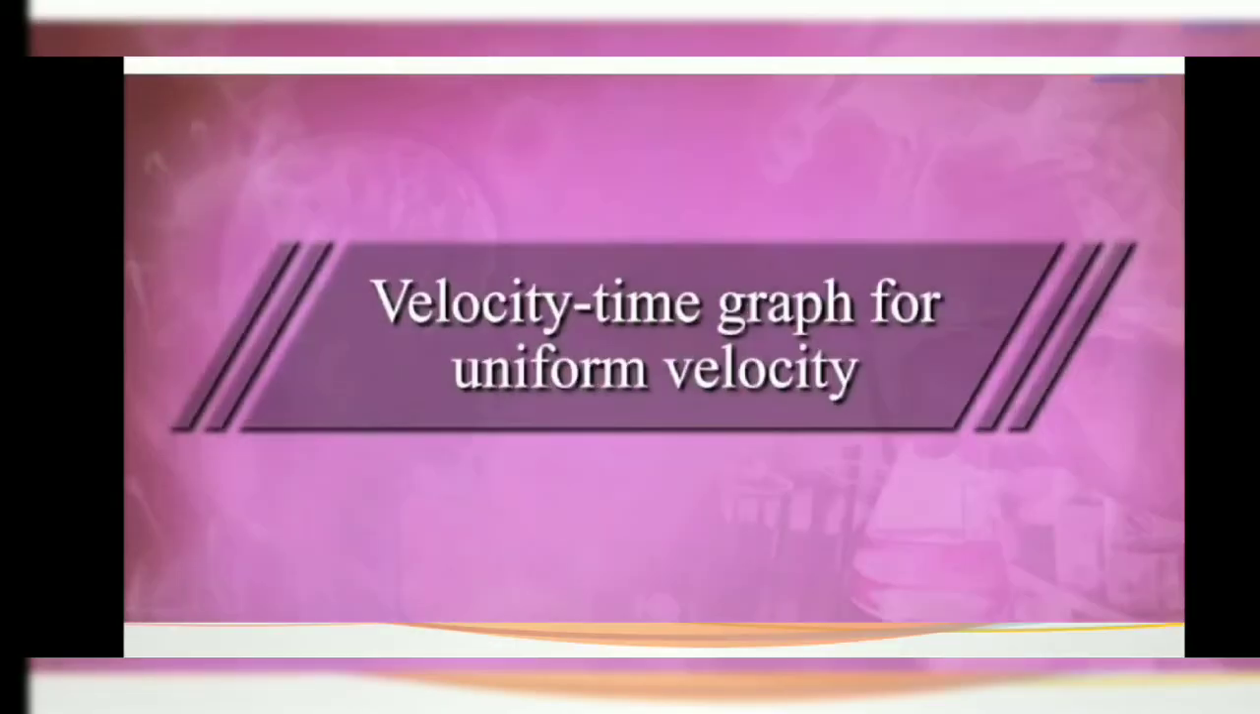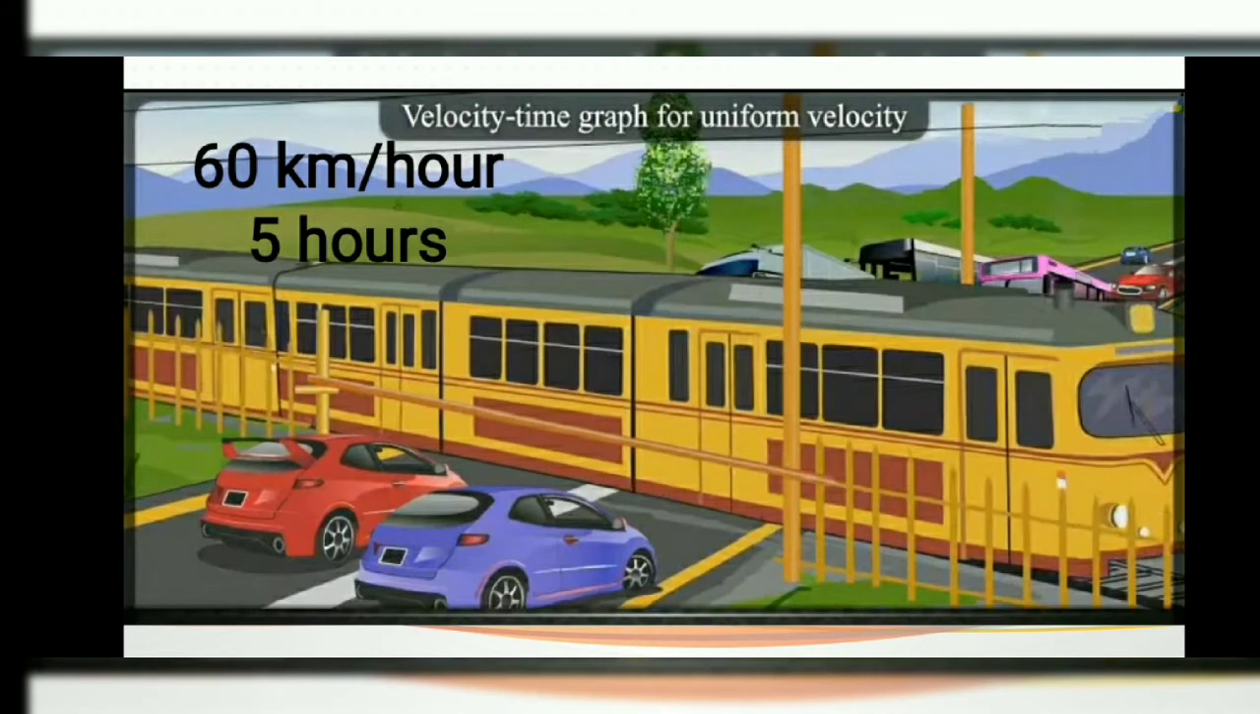The next topic is velocity time graph for uniform velocity. Now here we are doing velocity against time. Now children, take an example. A train is moving with a uniform velocity of 60 km per hour for 5 hours. The velocity time graph for this uniform motion is shown here.